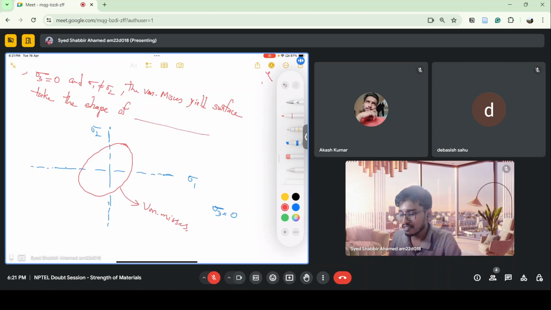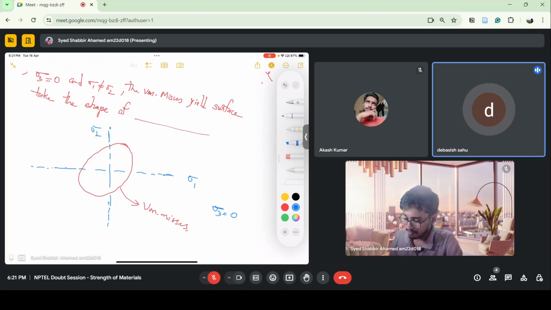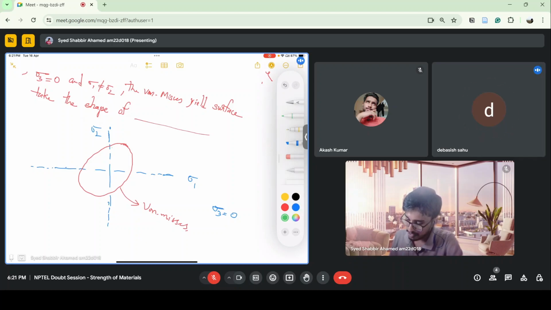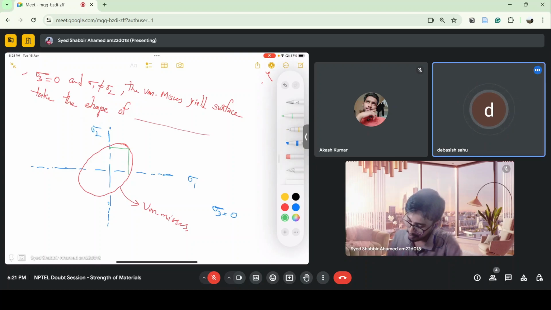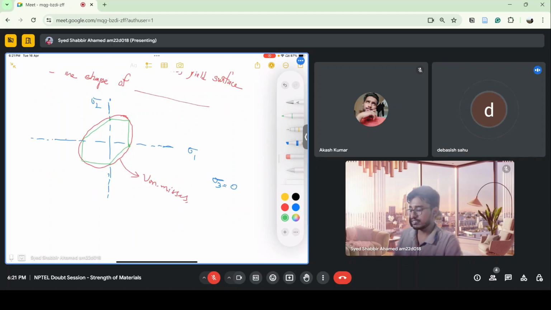In case of Tresca yield theory, what does the surface look like? Sir, it looks like a hexagon, but not exactly. Yeah, it is a hexagon only. It has six sides. All sides are not equal, but it is a hexagon. So this is the Tresca yield surface.